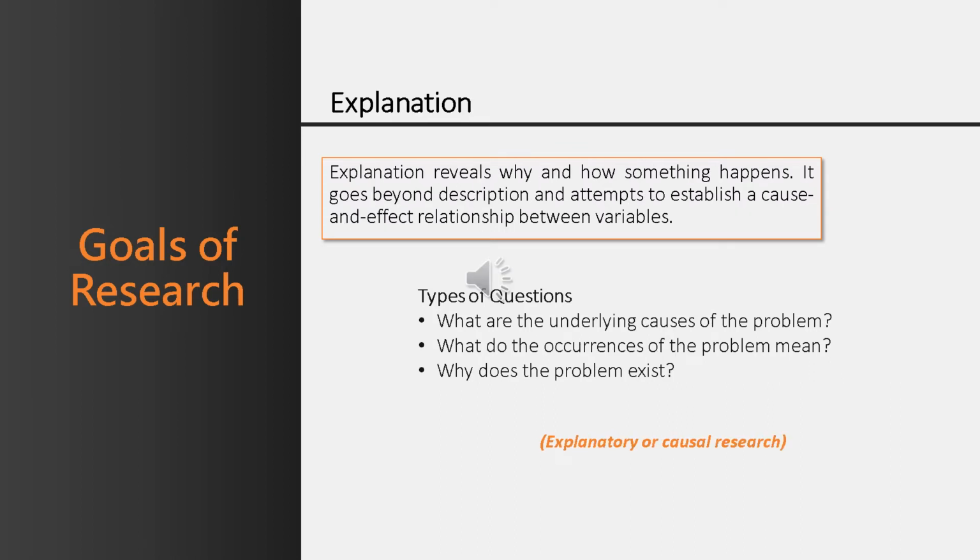Next goal is explanation. It reveals why and how something happens. It goes beyond description and attempts to establish a cause and effect relationship between the variables. It tries to explain the situations and the phenomena, or what the causes of the problem are. It also tries to explain the occurrences of the problem and why the problem exists.